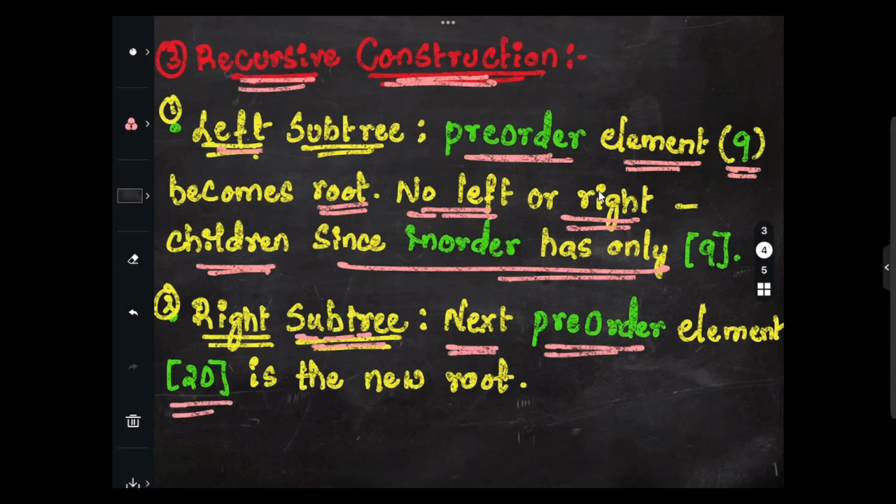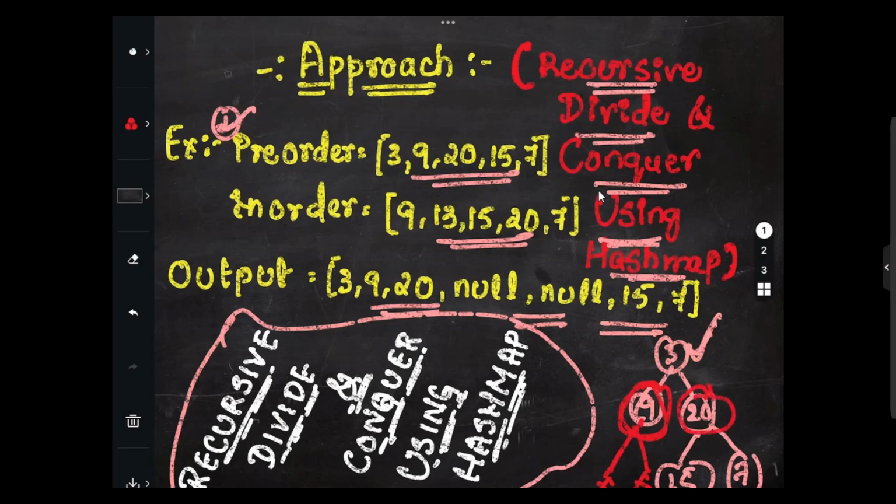Next pre-order element 20 is the new root here in this case. 20 will be the new root here, right? So we have to consider 20 as the new root.